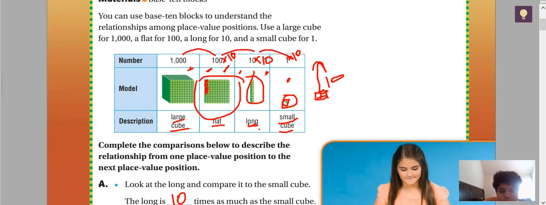Because before we were going from 1 to 10 to 100 to 1,000. Now we're going from 1,000 to 100 to 10 to 1. So how would you figure this out? Let's not focus on the model right now. Let's focus on the numbers. 1,000.